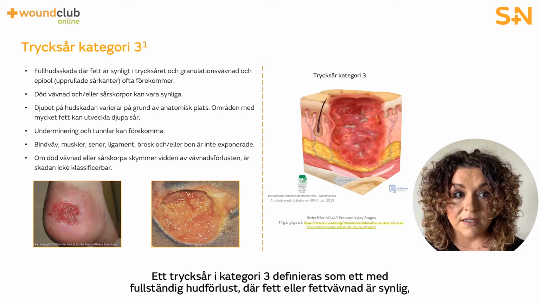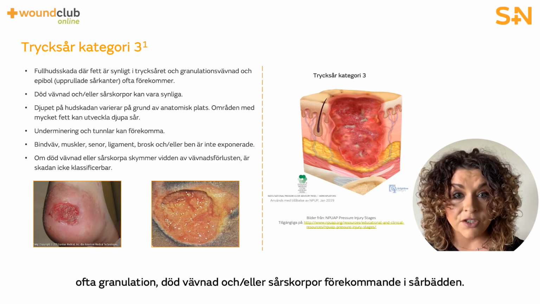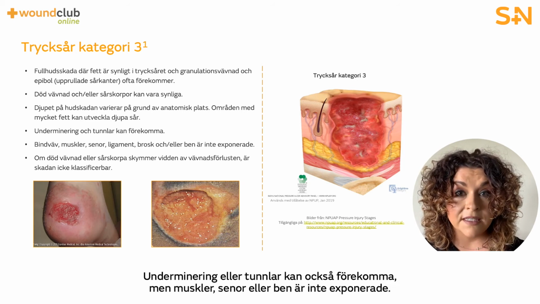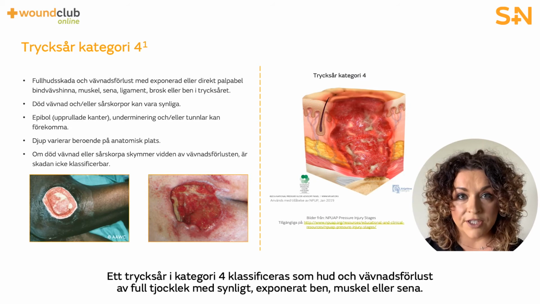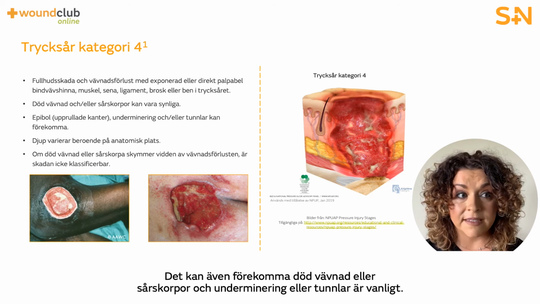Category 3 pressure ulcers are defined as those with full thickness skin loss. Adipose or fatty tissue is visible, often with the presence of granulation, slough and/or eschar in the wound bed. There may be a presence of undermining or tunnelling. However, muscle, tendon and bone will not be exposed. Category 4 pressure ulcers are classified as full thickness skin and tissue loss with visible or exposed bone, muscle or tendon. There may also be slough or eschar present, and undermining and tunnelling are common.